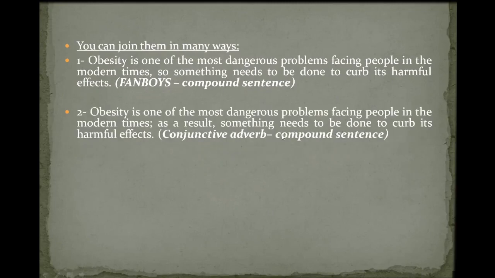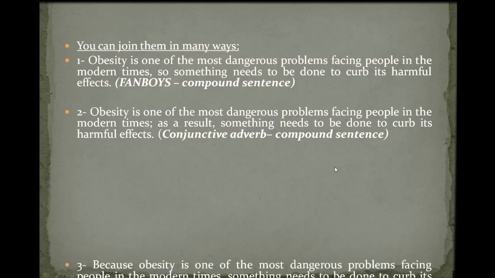You can also link these two sentences in a different way. Obesity is one of the most dangerous problems facing people in the modern times. As a result, something needs to be done to curb its harmful effects. We're using a conjunctive adverb, which was explained in one of the previous lessons. And again, it's used to create a compound sentence. You have an independent clause here, an independent clause there. Together, they make a compound sentence.